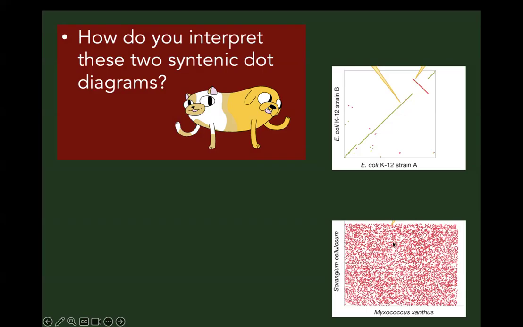What's going on in this one here? That's chaos. It does look like chaos. So does it seem like those two strains, the Syringium and the Myxococcus, have similarities in gene order? No way, man.